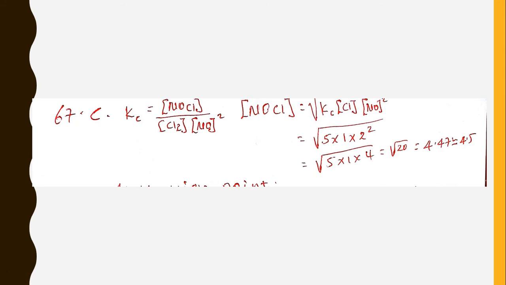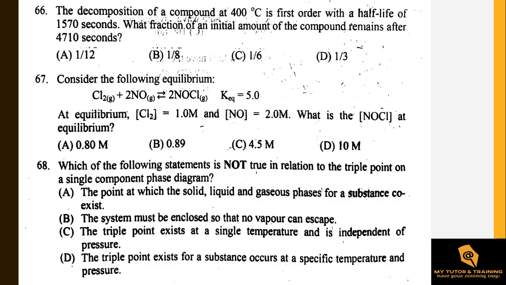ተመልከቱ ኬሲ ማለት concentration of product over concentration of reactant ነው። concentration of NOCl ማለት ደግሞ the square root of Kc times concentration of Cl times concentration of NO2 ወይም ደግሞ nitric oxide ማለት ነው። That is the square root of 5 times 1 times 4, and that is the square root of what? 20, and the square root of 20 is approximately 4.5. So the answer for question 67 is C. 4.5 is the correct answer.